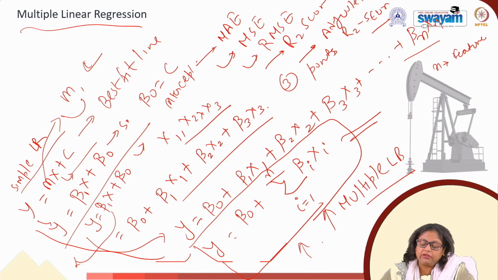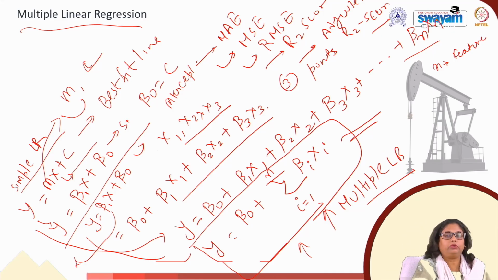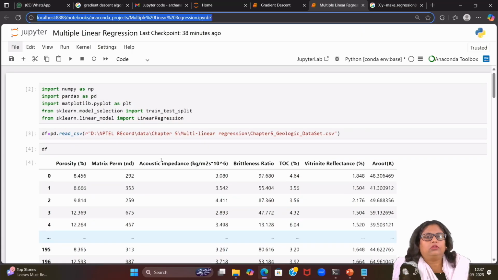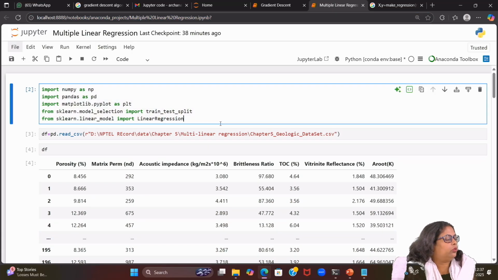The same thing we can apply using scikit-learn, and we can see how multiple linear regression works when we have more than one feature. So I am going back to the code window. I have already written the code, so we will just go through it.